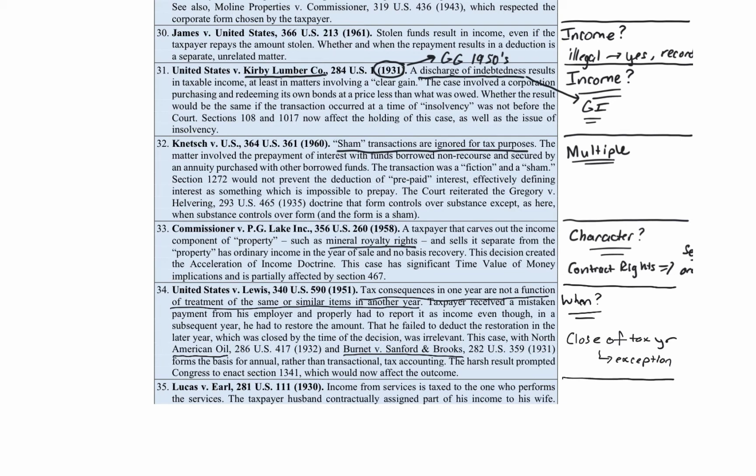Finally, Lucas v. Earl, this is the big who question. We're going to take a look at this case next class. The who question is broken into property and services. This is the main case for services. Income from services is taxed to the one who performs the services.